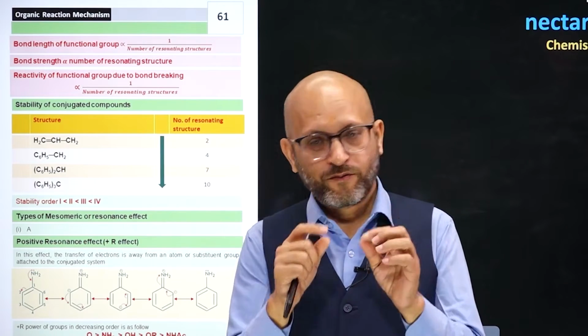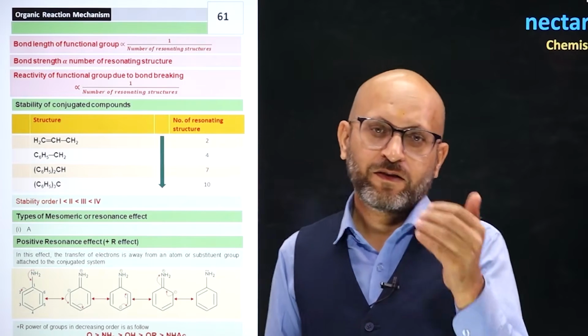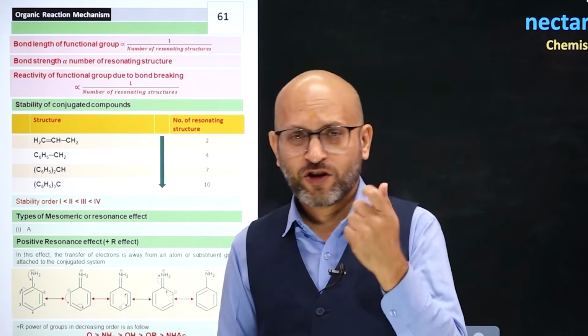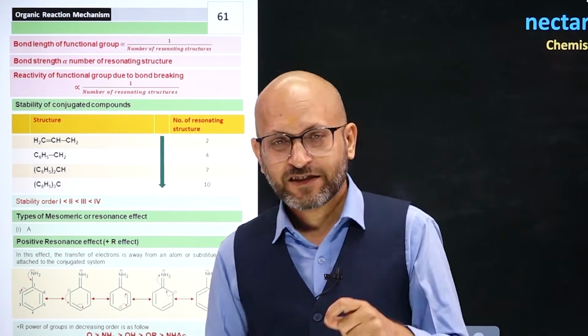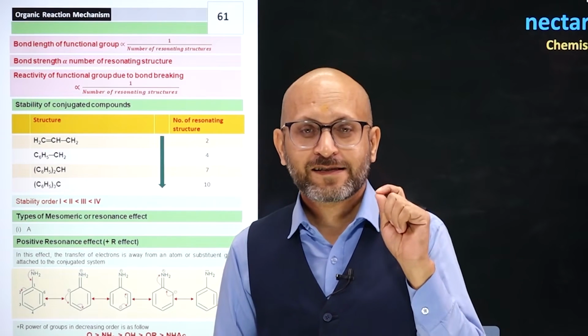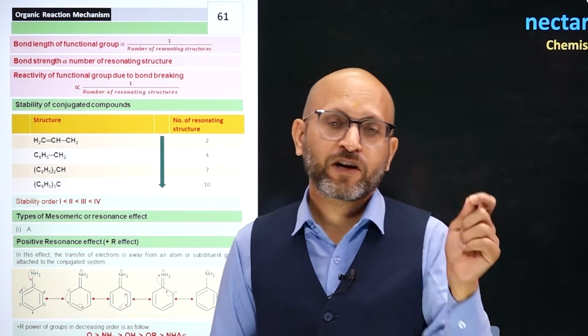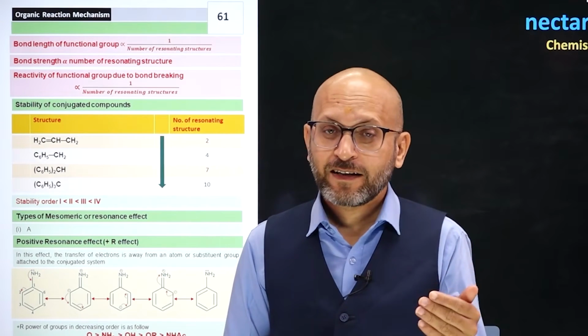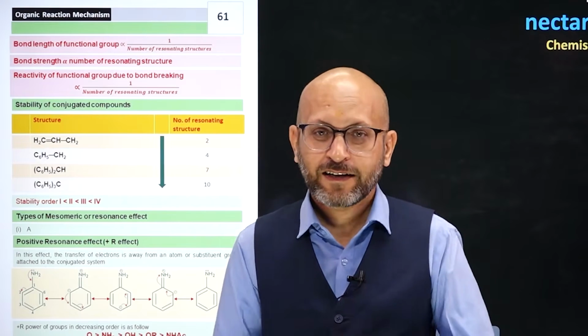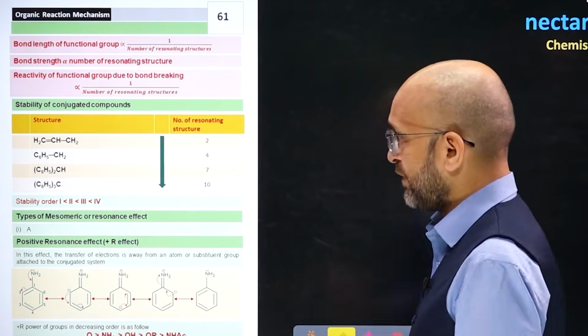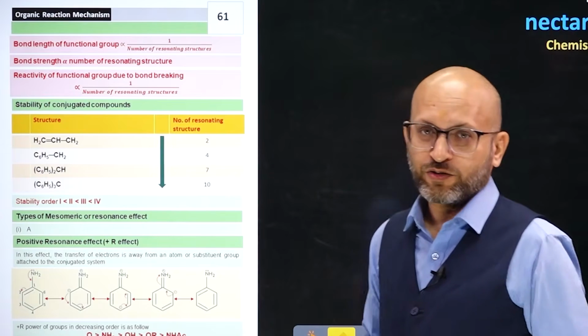Alright. So, what we discussed just now was that if the number of resonating structures is more, then bond strength is more, bond length is less, right? So, bond length and number of resonating structures are inversely related, bond strength and resonating structures are directly related. All right. So, for example, we have taken a few molecules over here.